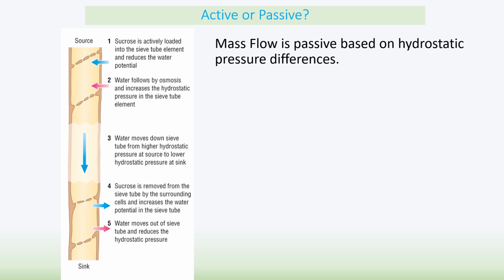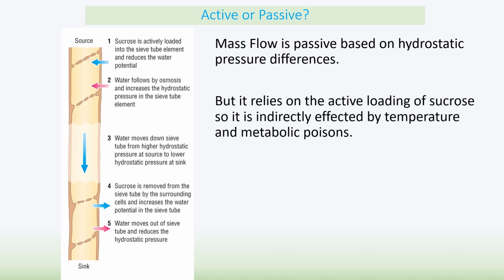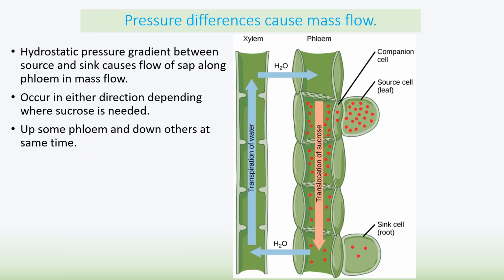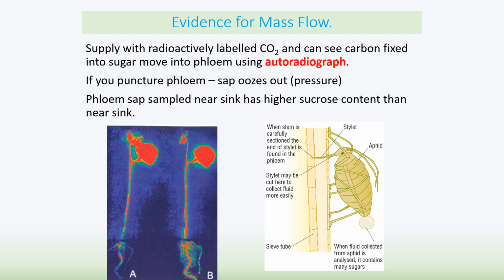So is this active or passive? Well, mass flow is passive, based on the hydrostatic pressure differences, but it obviously relies on active loading of the sucrose into the phloem sieve tubes and the active transport of sucrose out of the phloem sieve tubes into the sink cells. The pressure differences are the key thing that causes this flow, and it can happen in either direction. It's always a higher pressure at the source and a lower pressure at the sink, regardless of whether it's going up or down to get to them.